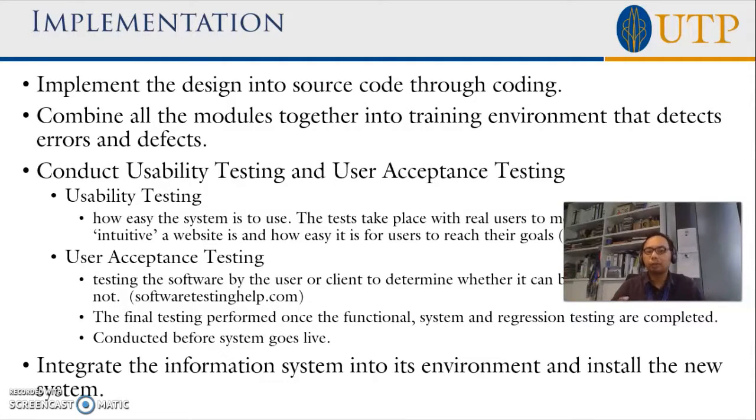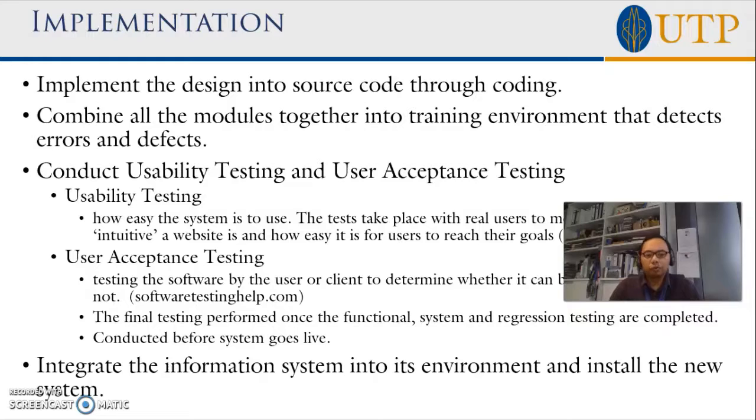It's just a matter of whether the user will accept that system or not. Of course, the user will refer to the requirements that have been stated earlier. So this user acceptance testing will be conducted before the system goes live, before the system is actually being implemented or being used in the organization.